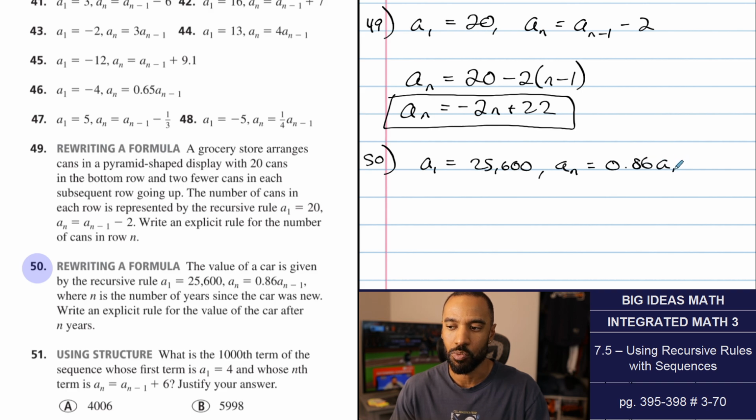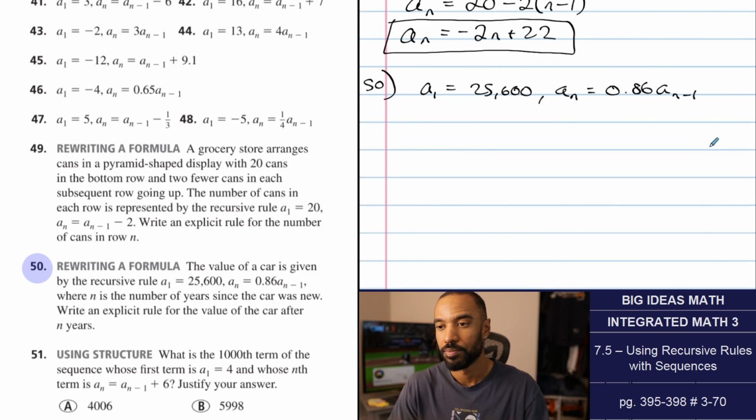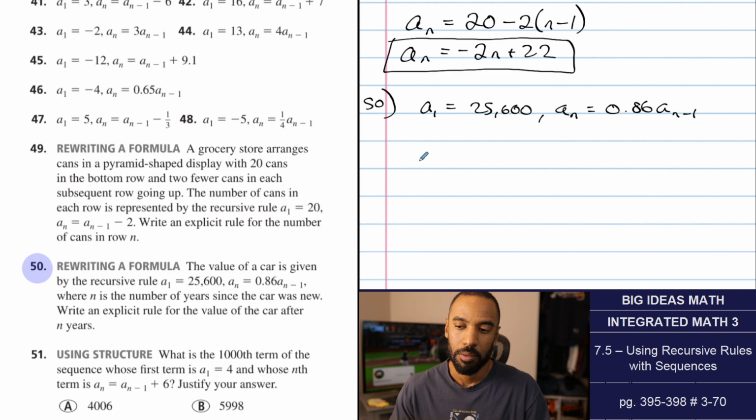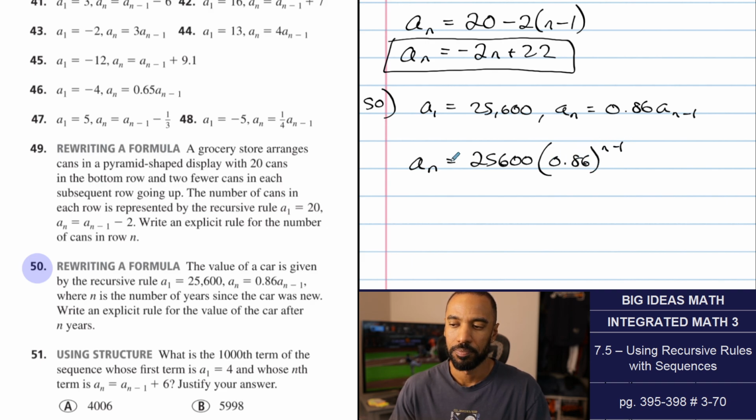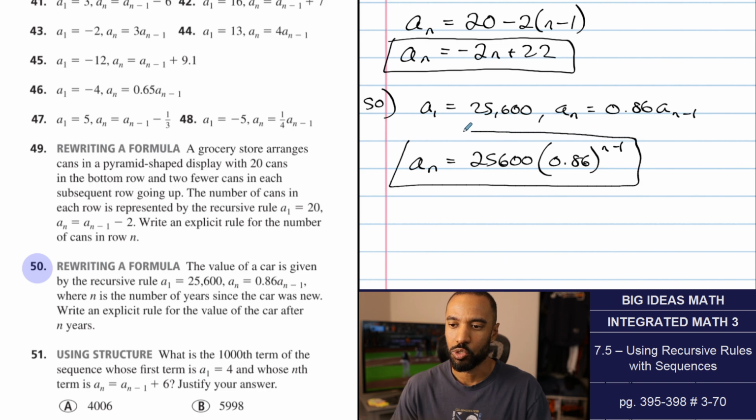Now, none of that is relevant to what we have to do for this problem. Maybe a future problem would, but not this one. This is a geometric sequence. That's our first term. This is our common ratio to the n minus 1 power for that first term. That is our answer.